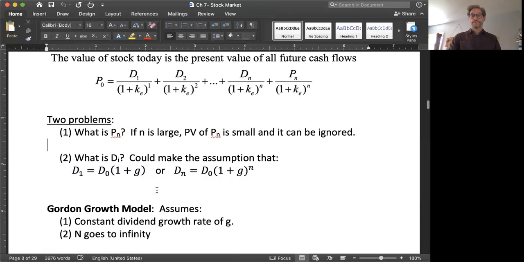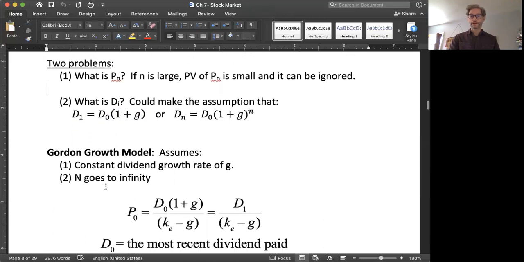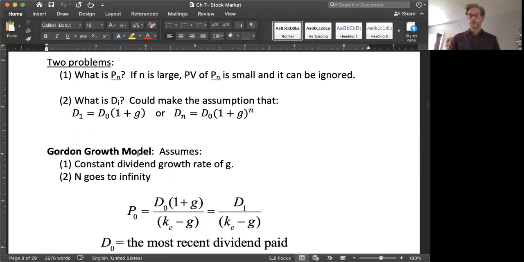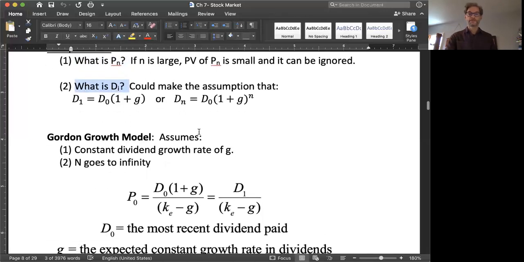So these 2 ways of dealing with this problem is what we call the Gordon growth model. The Gordon growth model says, listen, we have these 2 problems. We don't know what P_N is, we don't know what the future price is, and we don't know what future dividends are. But let's assume that dividends just grow at a constant rate of G, all right? So all dividends are just the last period, and they just get G% bigger every period. And then let's assume that N is infinity. You're going to hold this stock forever. What then becomes the price?